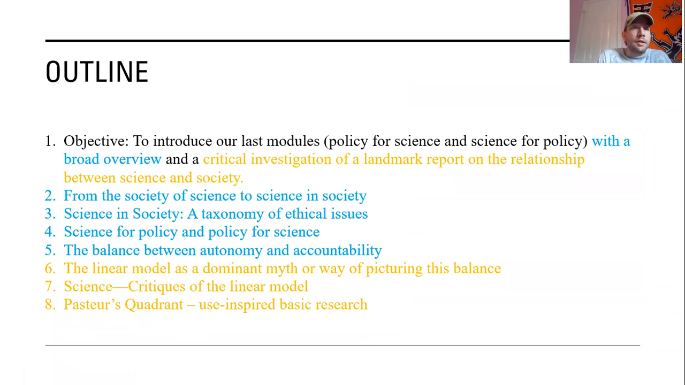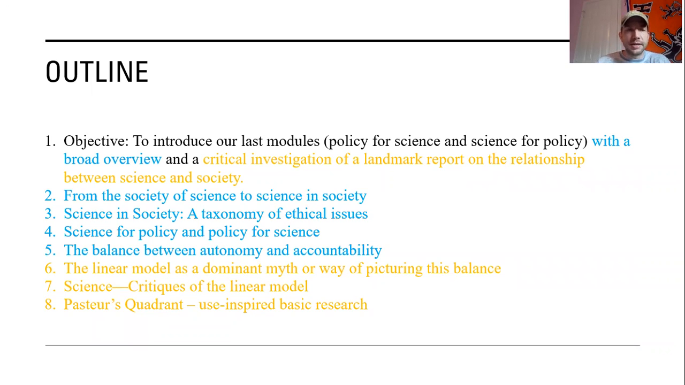Here we go. Okay. Here's the outline. A little color coding, a new idea that Akbar had, because there's really two objectives here. Overall, we're going to introduce these modules, policy for science, science for policy, and do it in two ways. One with a broad overview, so that's going to be the first part of the lecture, the sections that I have in blue here. And then secondly, with a critical investigation of a landmark report on the relationship between science and society. I'm talking about Science, the Endless Frontier, and you'll note in your syllabus that for this week, I'm asking you to read just chapters 1 and 3 from that report, which you can find online.